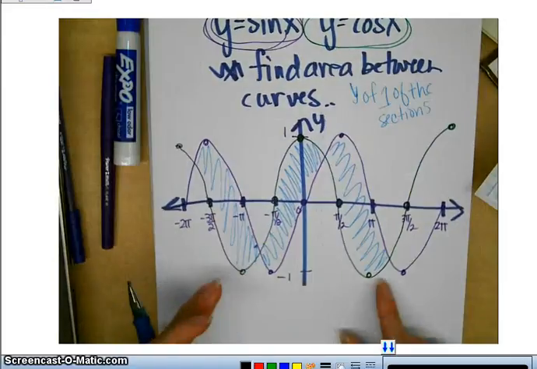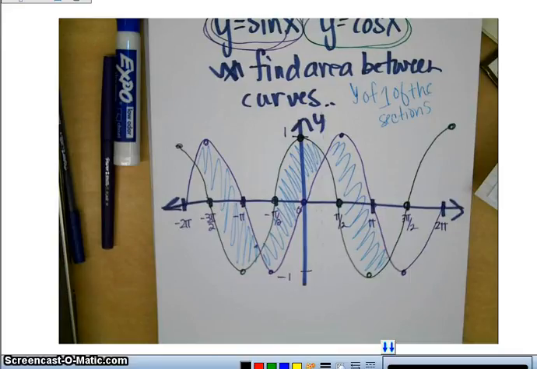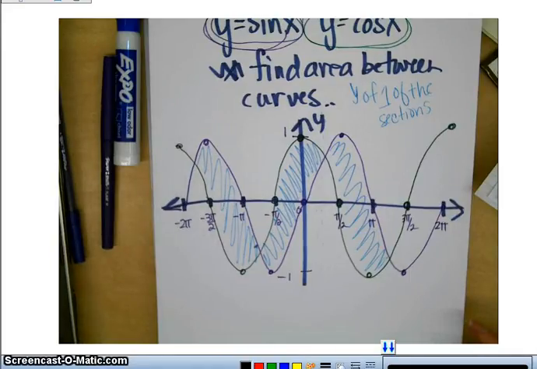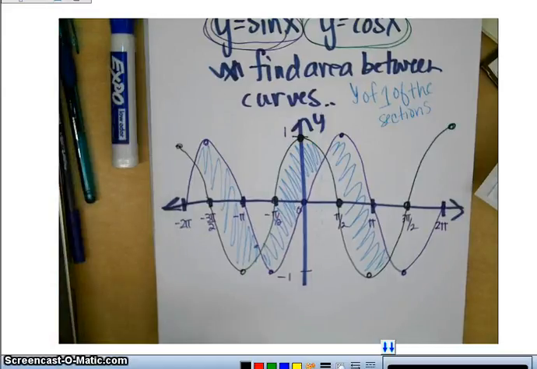How many of these sections are there going to be on the entirety of the graphs, sine and cosine? Don't these just keep going? 7? Just 7 of them? Okay, right now there's 3. 7 total? No. Okay. So all we're going to do is find the area of one of these.